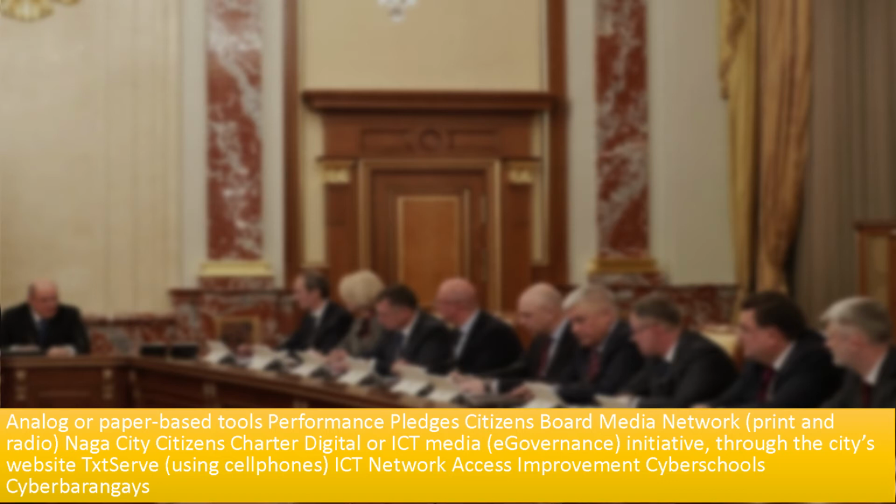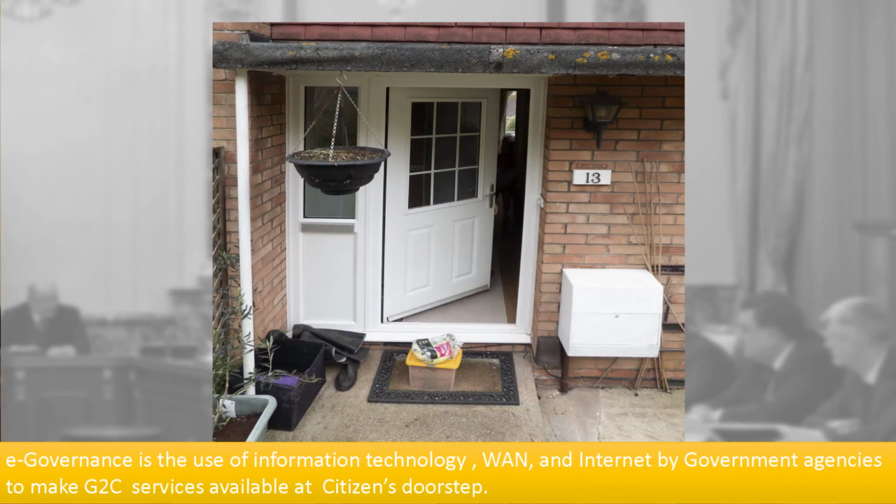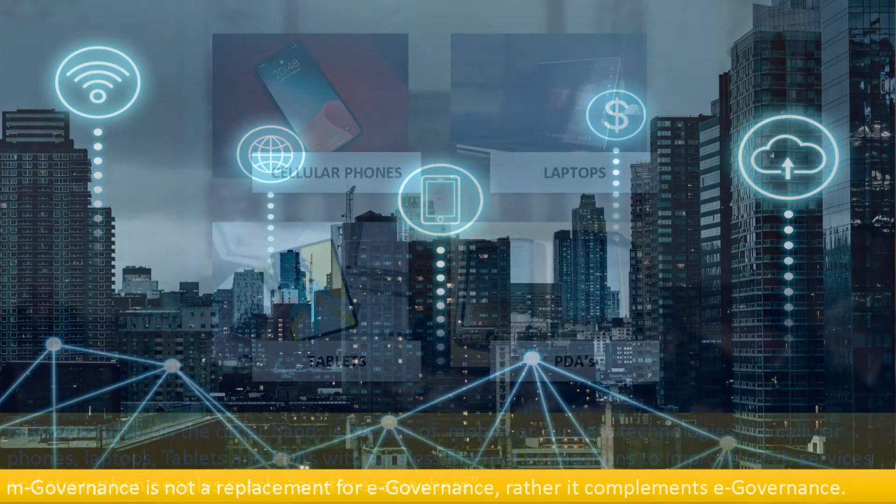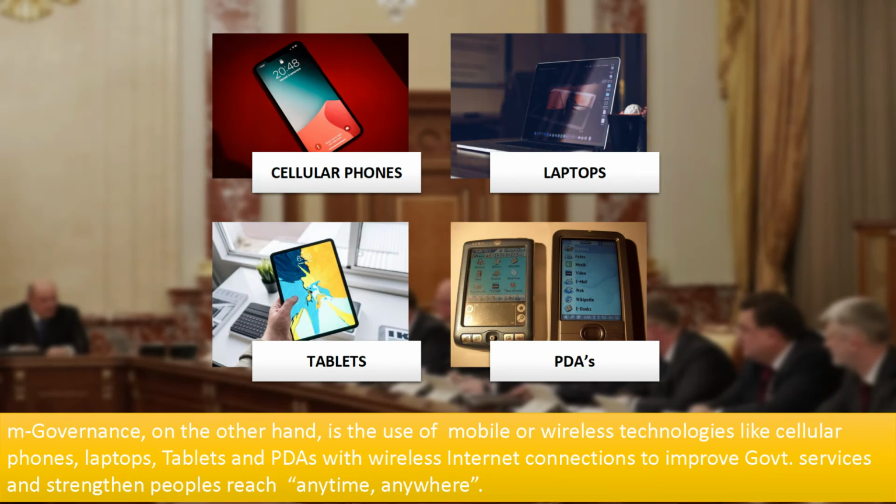So m-governance is one step ahead of that, talking more about mobile governance, because the whole world is right now equipped with smartphones. And when you talk about the smartphone, you can very easily do the governance in a mobile manner. So e-governance is the use of information technology, WAN and internet by government agencies to make G2C services available at citizens' doorstep. M-governance is not a replacement for e-governance, rather it complements e-governance. M-governance, on the other hand, is the use of mobile or wireless technologies like cellular phones, laptops, tablets and PDAs with wireless internet connection to improve government services and strengthen people reach anytime, anywhere.